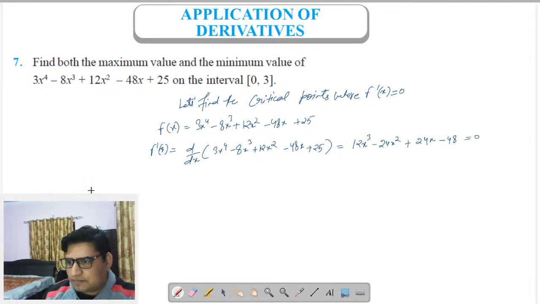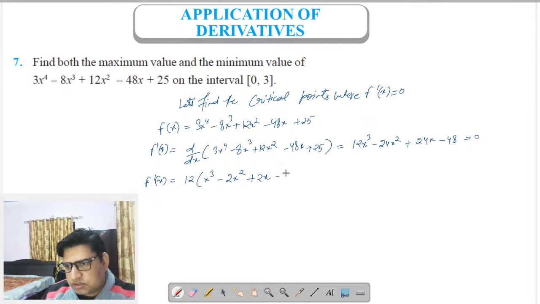Okay, and as we can see here, 12 is common and can be taken out from the above equation. So if we take 12 common out from f dash x, we get 12 times x cube minus 2x square plus 2x minus 4, and that should be equal to 0.